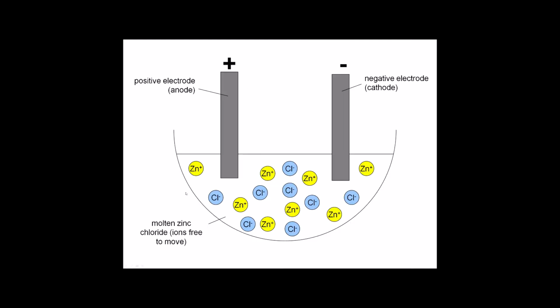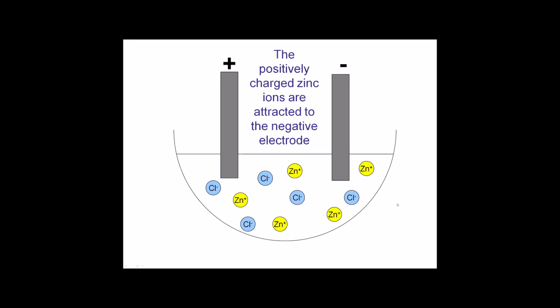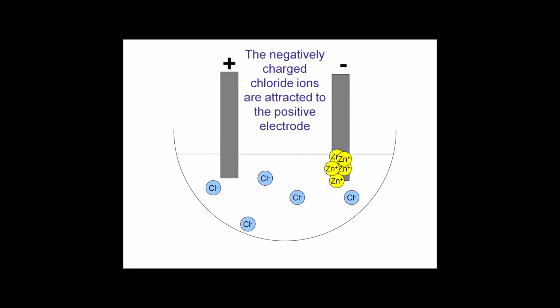Another example. We've got zinc chloride this time. Zinc chloride would be ZnCl2, the chemical formula for zinc chloride. And we've melted it. Again, we've got a positive anode and negative cathode, and the zinc and chlorine ions are free to move. So the positively charged zinc go to the negative electrode. And the negatively charged chlorines go to the positive electrode. And there they all go.